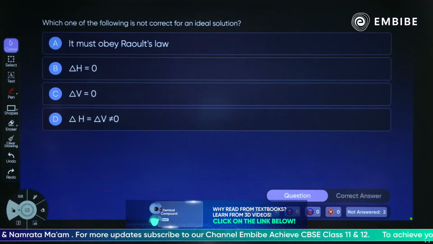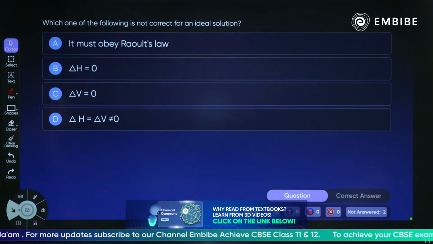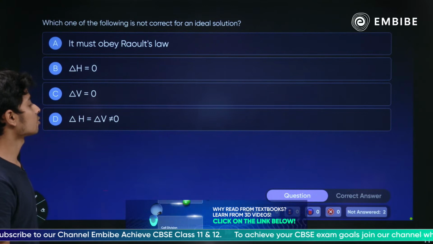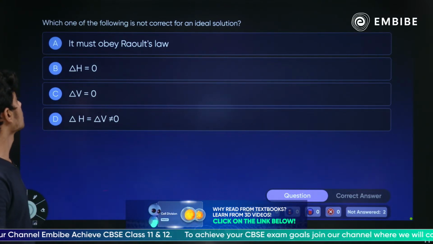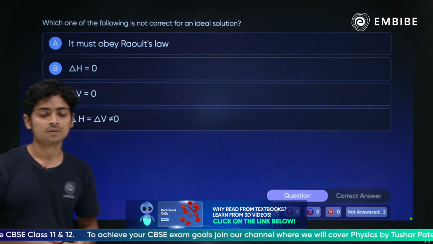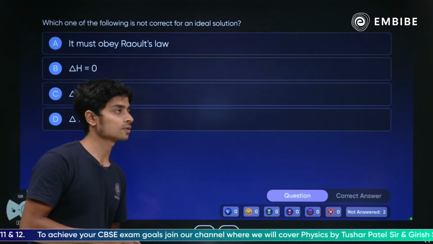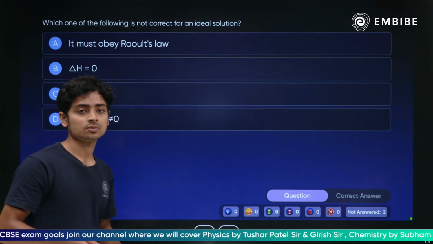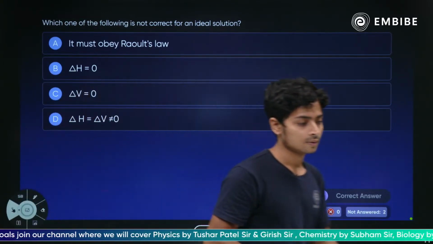So we have a question. Harshit, you can type in the chat, and people watching through our platform can also attempt this question. The question is, which one of the following is not correct for an ideal solution? Options A, B, C and D are there. So Harshit, you can answer in the chat.